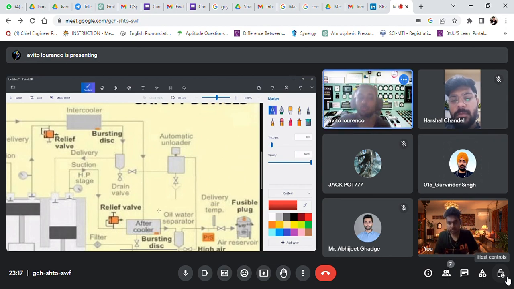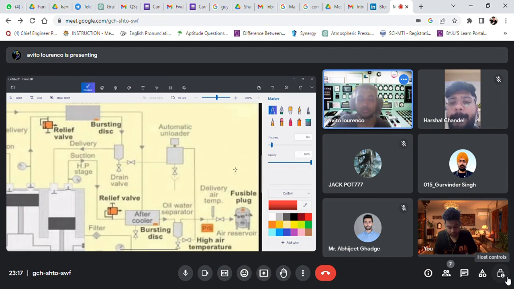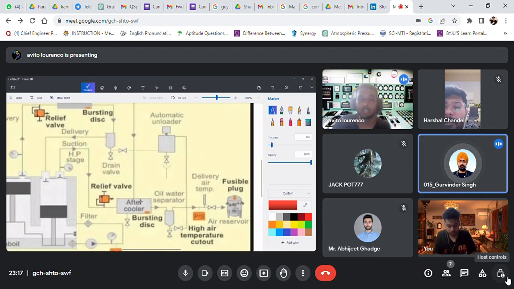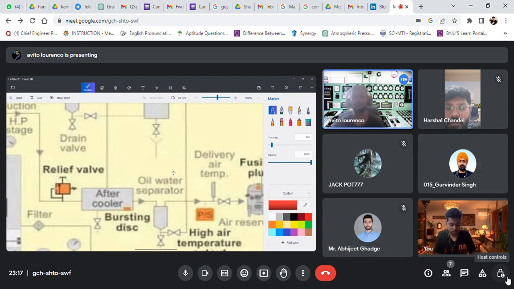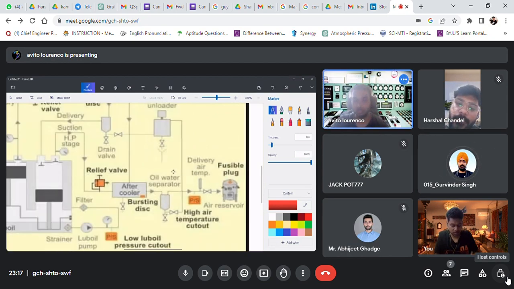One is for low or medium pressure, one is for the high pressure, right? Okay, aftercooler. So once that is done, we have the oily water separator. They are mainly concerned only with water separation and separator function.